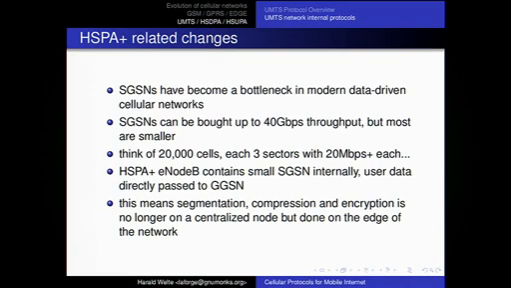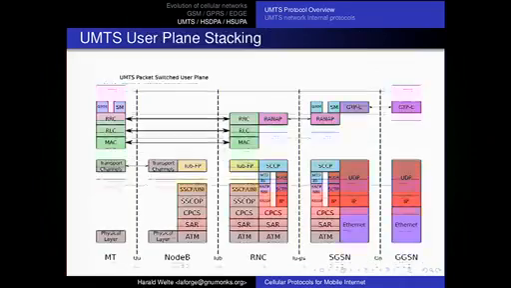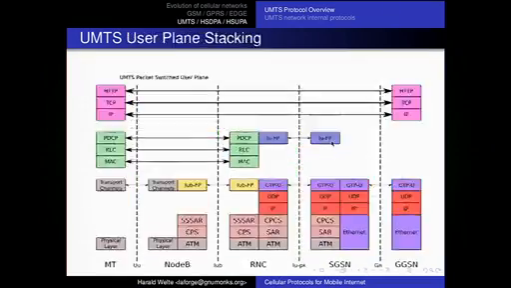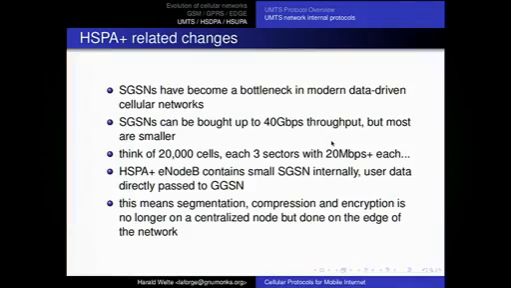So HSPA Plus changes in a way that they basically move a small SGSN into each Node B. And then they talk GTP directly to the GGSN, which is not even on that picture. They move core network functionality out to the edge of the network in order to distribute the load that's created by those high bandwidths. So the segmentation, compression, encryption is no longer on a centralized node, but it's at the base station at the edge of a network. That's a fairly significant change to the centralized architecture that we had before.